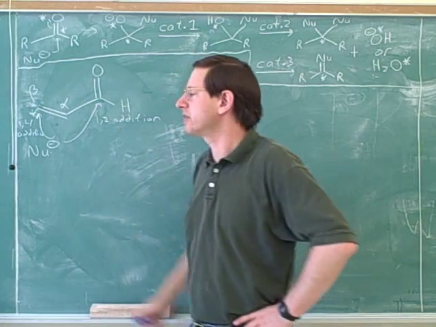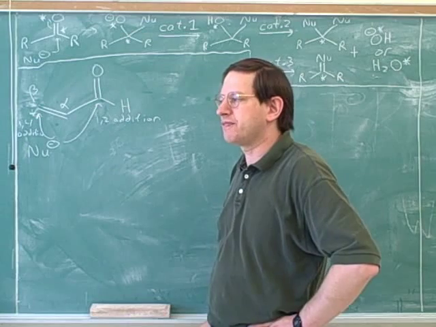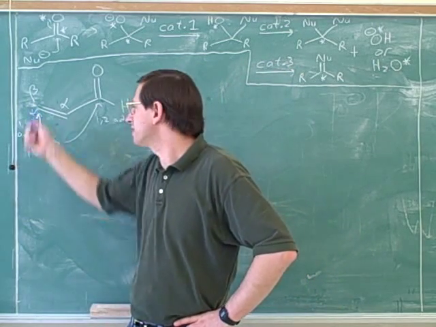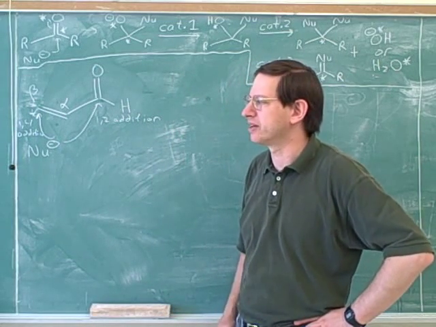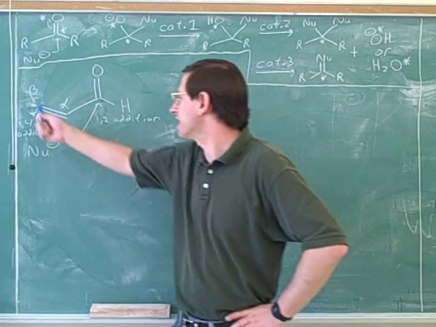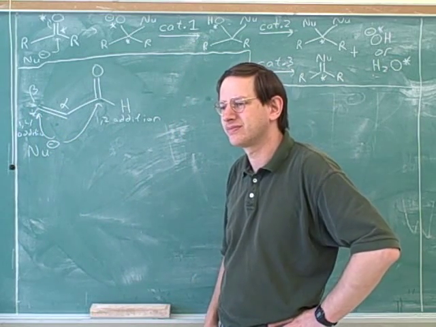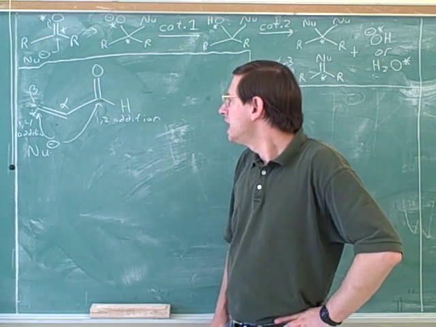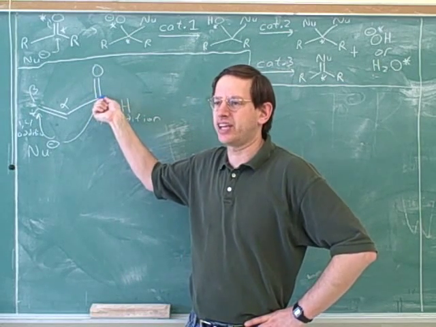All right, so how can we decide if we're going to do the 1,4 or the 1,2? Well, first of all, as a rule of thumb, if you have to take a guess, you should guess that it's going to be 1,4 addition. Most nucleophiles attack at the beta carbon. So if you have to take a guess, guess 1,4, attacking at the beta carbon. And then you should just memorize the exceptional nucleophiles that would attack here.